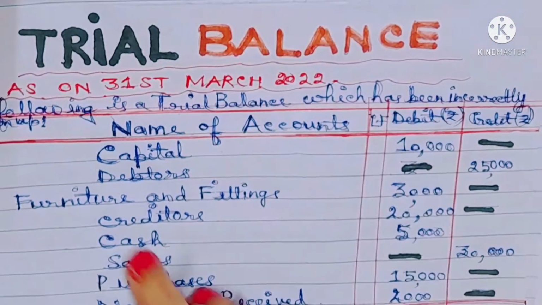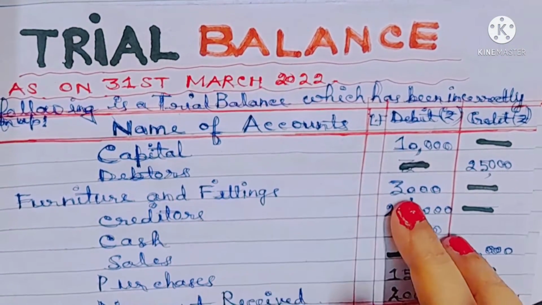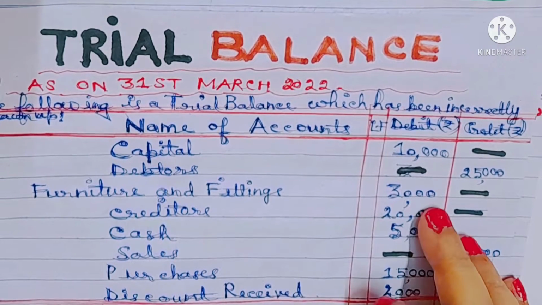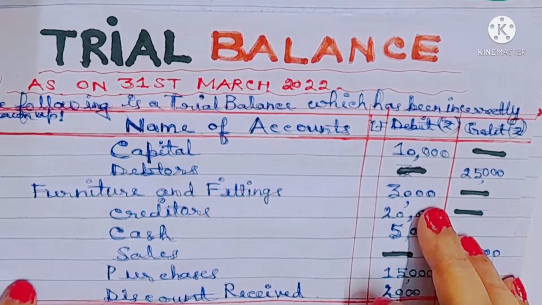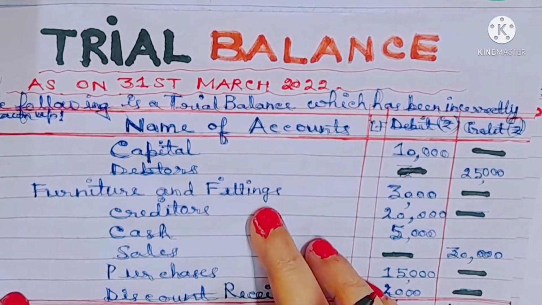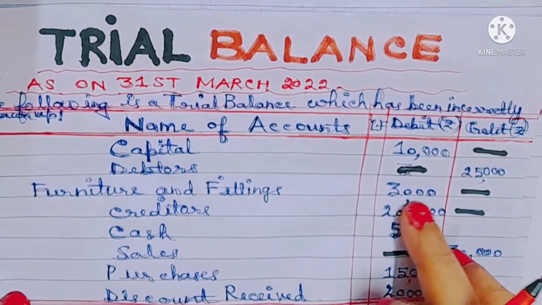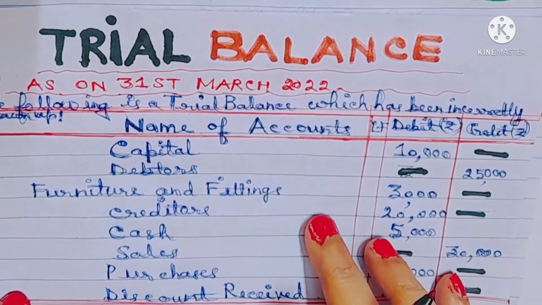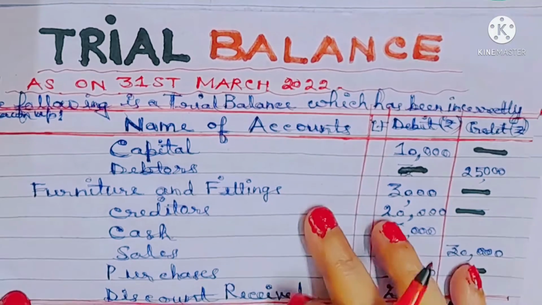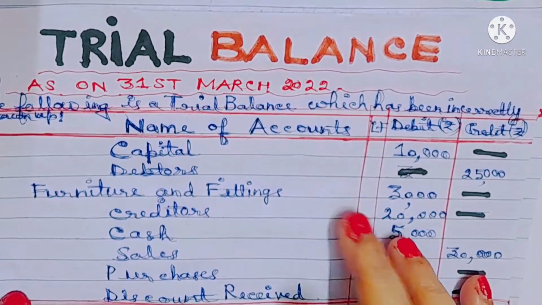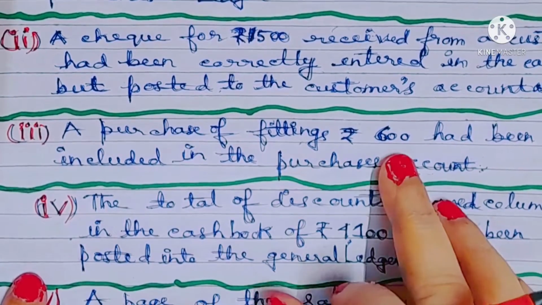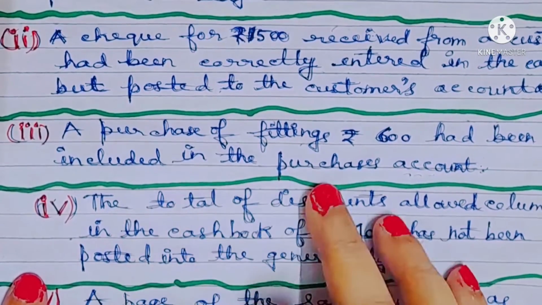The next account is furniture and fittings 3,000. Furniture and fittings has been correctly written in the debit column. But I guess there is an adjustment for furniture and fittings. Let's go through it. Before posting 3,000 in the debit column because furniture has a debit balance. First, let's go through the adjustment. Because after adjustment only we can post the final amount in the debit column. Okay. Number 3. A purchase of fitting 600 had been included in the purchases account.